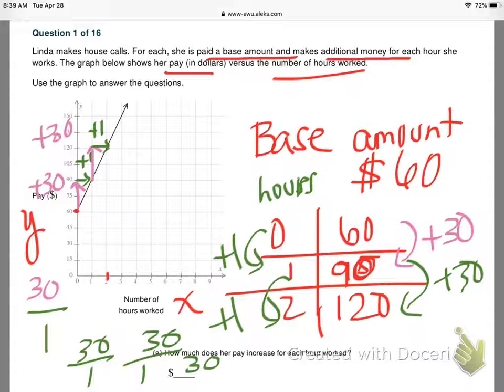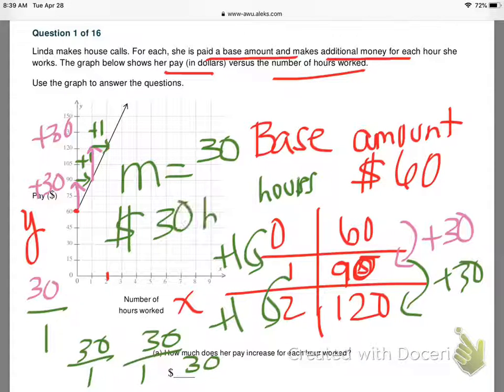What is the slope of this line? We found it by finding the change in y over change in x. The slope is 30. Her amount of money changes $30 per hour.